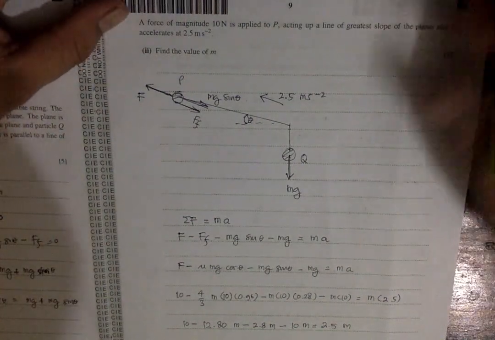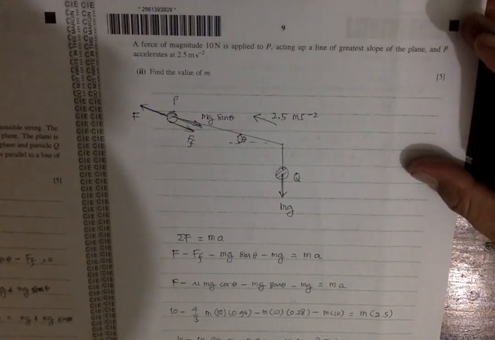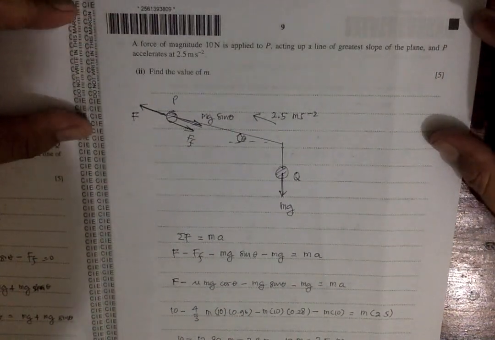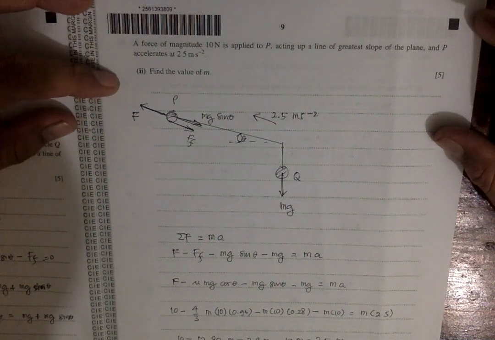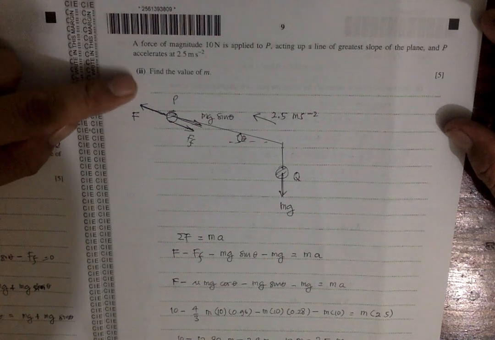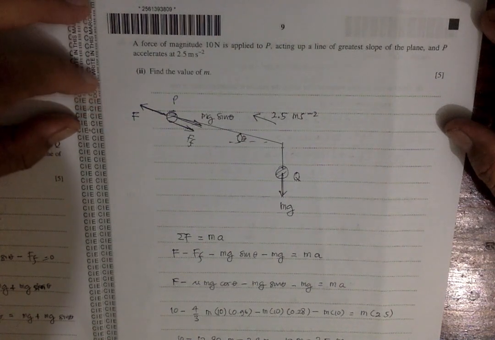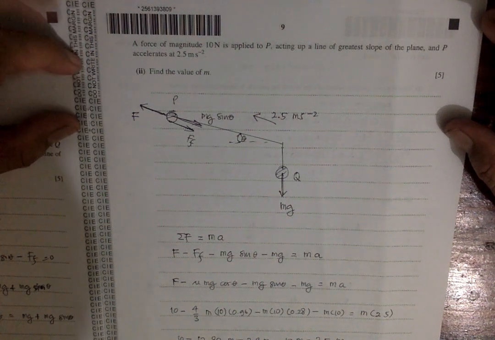A force of magnitude 10 Newton is applied to P, acting on the line of greatest slope of the plane, and P accelerated at 2.5 meter second minus 2. Question 2 is find the value of m, the mass of the particles P and Q. The particles P and Q have the same mass.